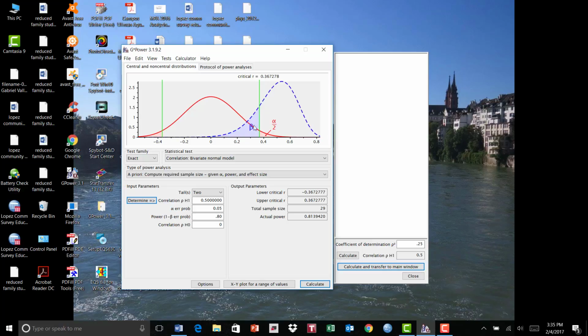This little blue part here is sort of the sad researcher area. Here there was a relationship and you missed it. You didn't have enough power. That's the type 2 error, a beta error. This little section right here is divided by 2 because we're using a two-tailed test. This is the type 1 error. There was no difference and yet you rejected; you said there was a difference. So that's type 1 error. And all the rest of this here is power.